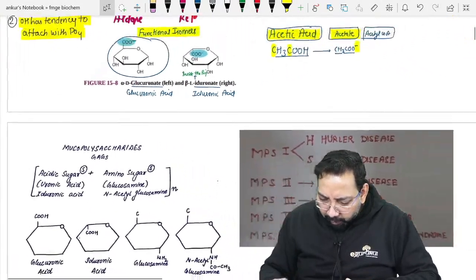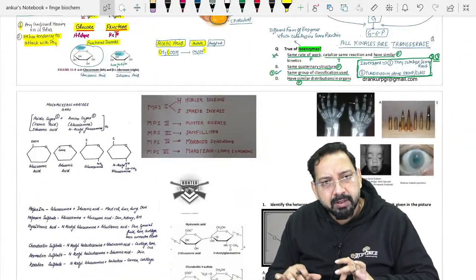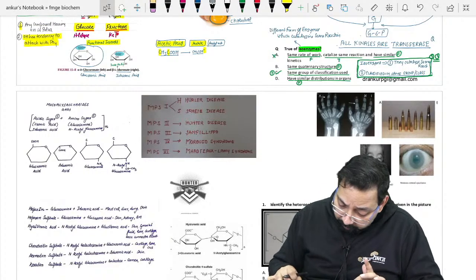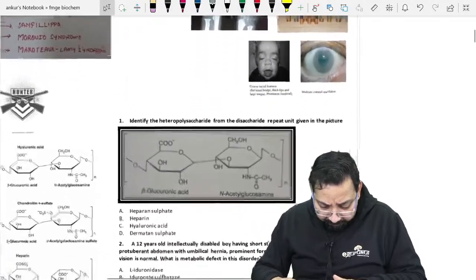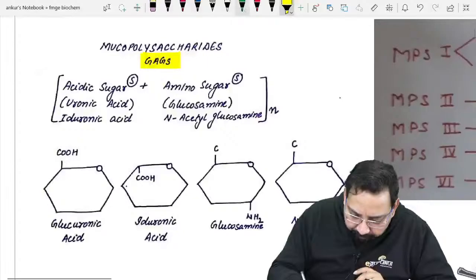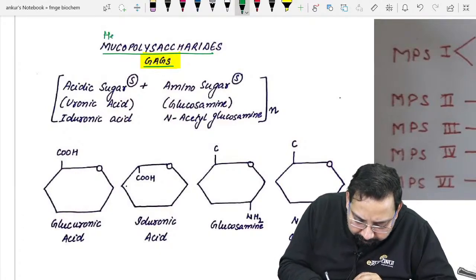Now I am going to some clinical part recently asked, the most difficult part they asked now in AIIMS and many entrance exams. Whatever has been asked in AIIMS recently: glycosaminoglycan, mucopolysaccharide or heteropolysaccharide.